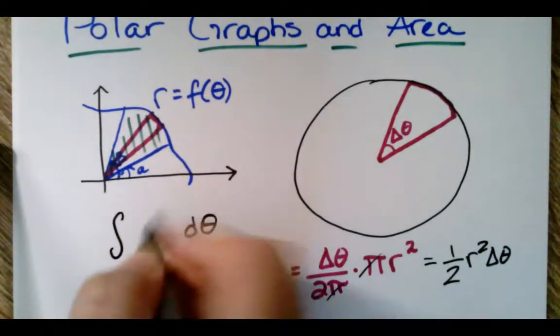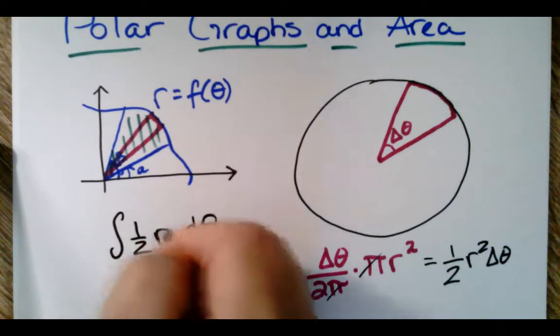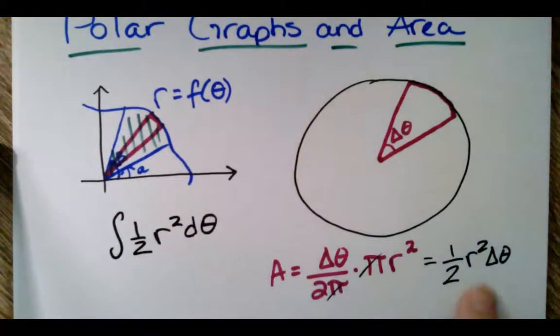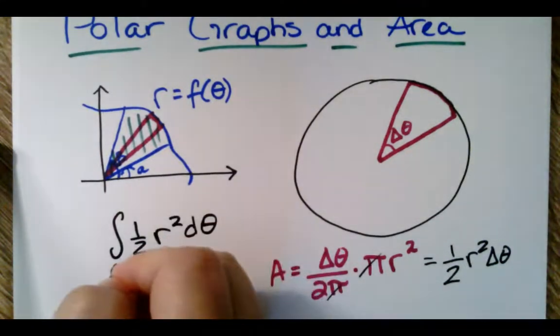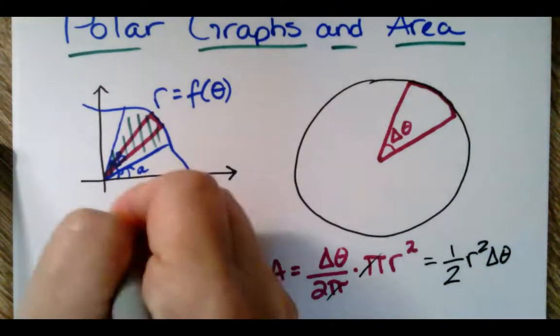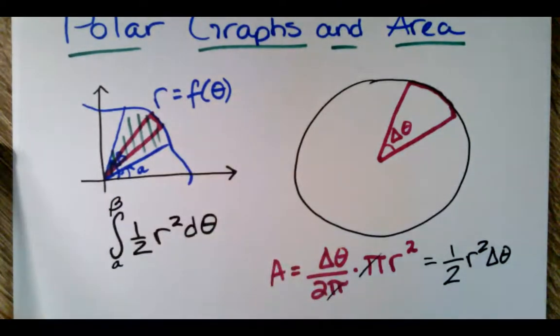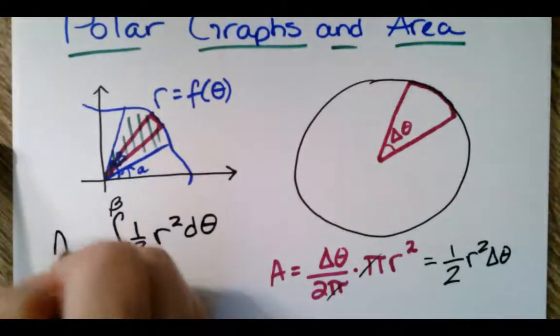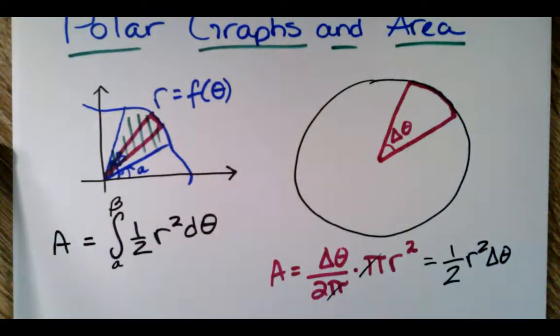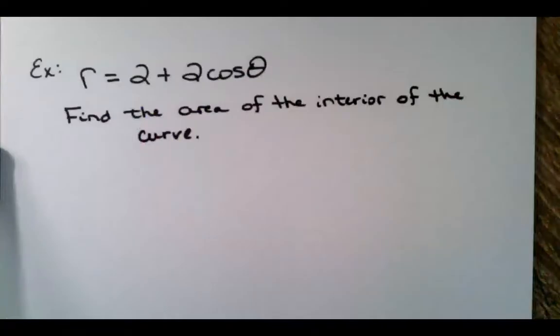And we're going to sum up 1/2 r squared d theta, starting at our angle alpha and going to our angle beta. This is the formula that we're going to use to find the area between a polar graph and the pole between two theta values. So let's look at an example.